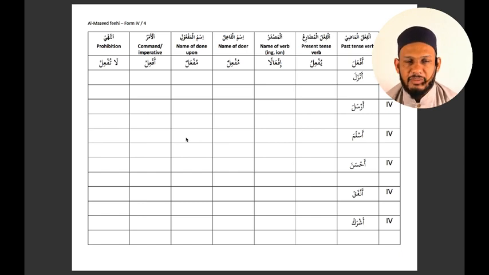Aslama: أسلم يسلم إسلاما مسلم مسلم أسلم لا تسلم. Again. Ahsana: أحسن يحسن إحسانا محسن محسن أحسن لا تحسن. Again.